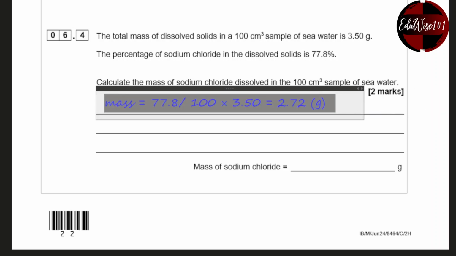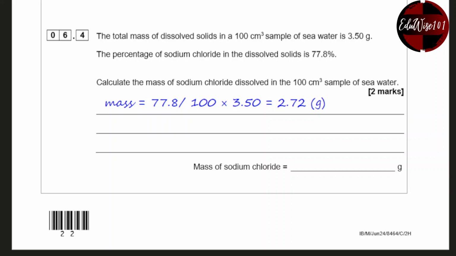So the mass is 77.8 divided by 100. That will remove the percentage, and you multiply it by 3.5. That will give you 2.72 grams of sodium chloride.